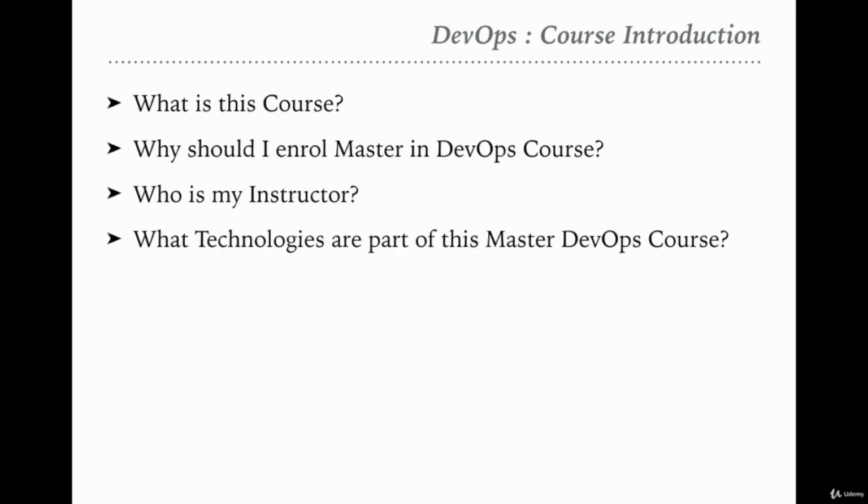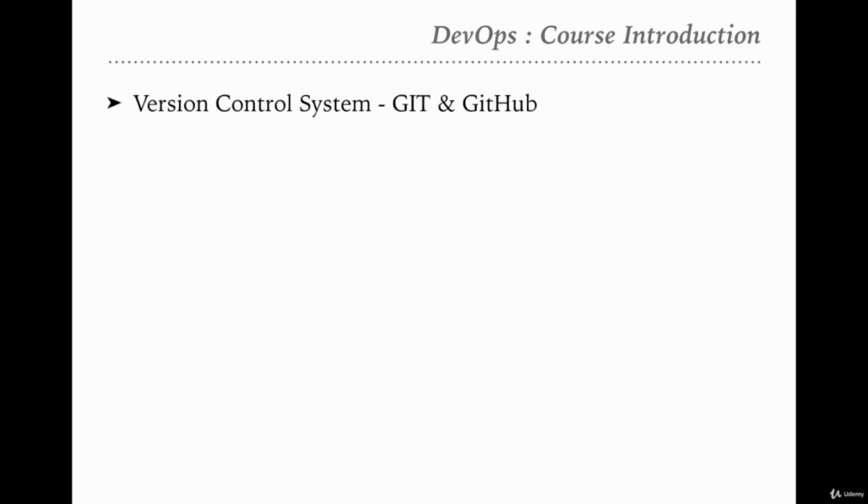What technologies are part of this Master DevOps course? As I told you earlier, we are going to learn a bunch of technologies in this particular course. We will see the complete knowledge of Git, Jenkins, Docker, and Kubernetes. First, we will start with the version control system Git and GitHub. We will see basic to advanced Git and GitHub, how we can integrate Git with GitHub, how Git is helpful as a version control system, and why we need a version control system in our organization.